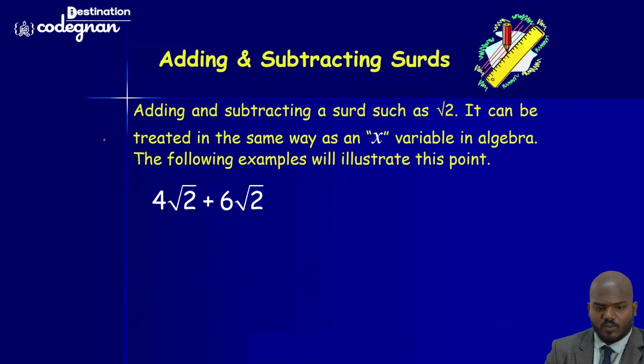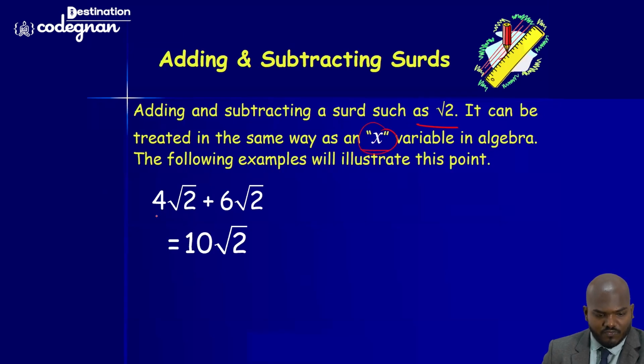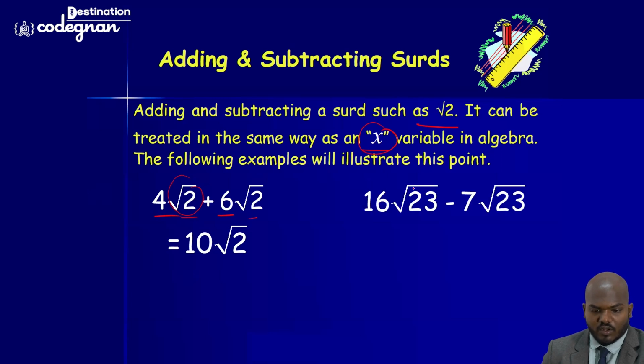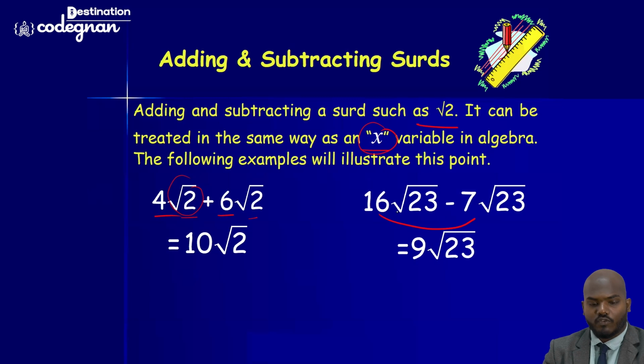So going to the next one, if you have a root here, how do you get the value? This is simple. Adding and subtracting with surds, the root we can treat like an x variable. So the answer will give you 6 plus 4, that is 10, if you have the same base value of the same root, because you can't add in different roots. Going to the next question, 16 minus 7, we can call it 9 root 23.